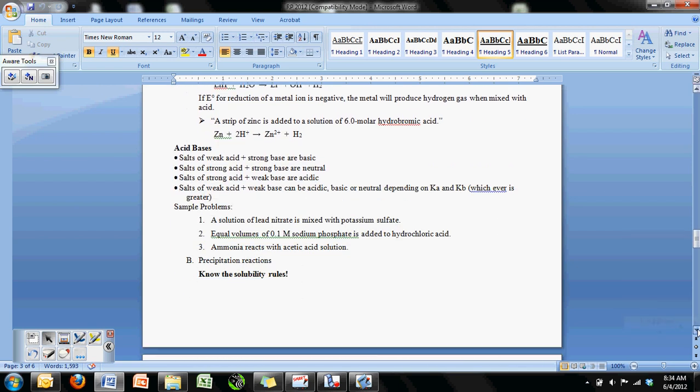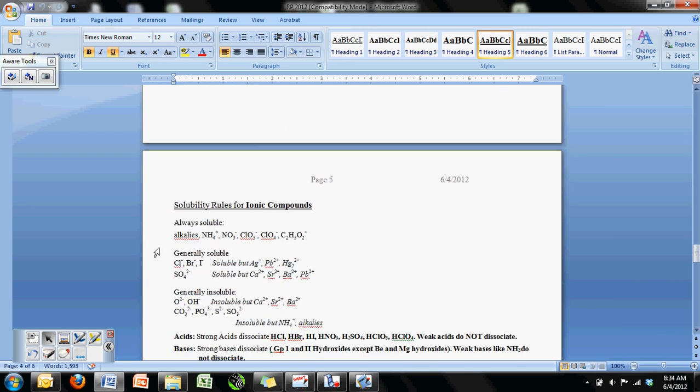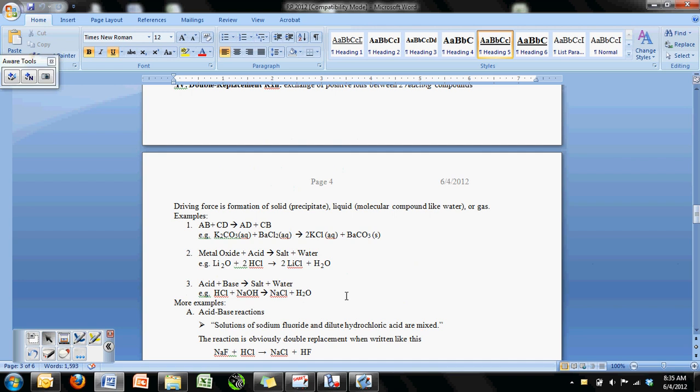If you look here, these are the solubility rules for ionic compounds, meaning alkalis are always soluble, ammonium, nitrates, chlorate, perchlorate, and acetate ions. So compounds that contain these ions will be soluble irrespective of what other ions they contain. Similarly, generally soluble are chloride, bromide, iodide, except for a few, and you can refer to my previous podcast for going in detail over solubility rules. So basically, solubility rules guide what you will dissociate in a double replacement reaction and what you wouldn't.